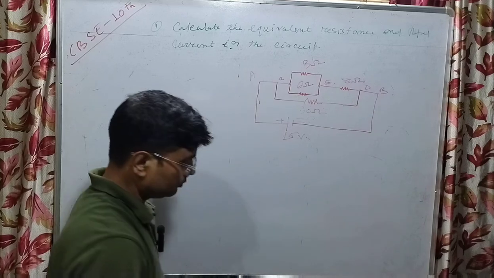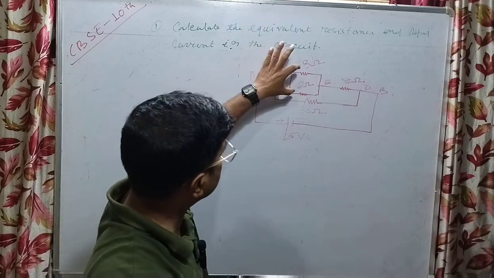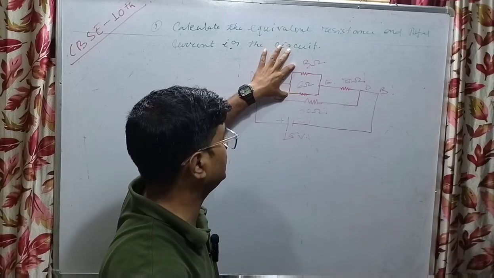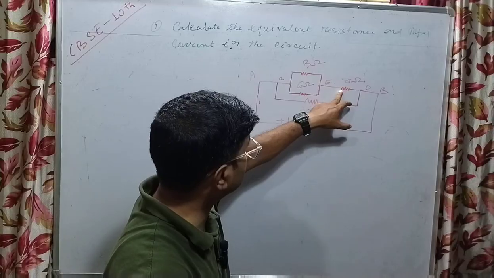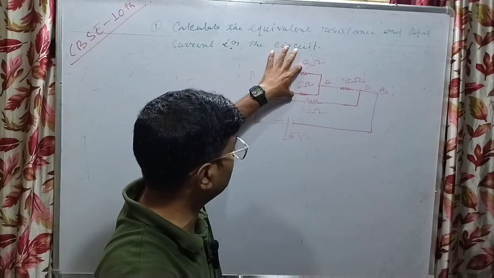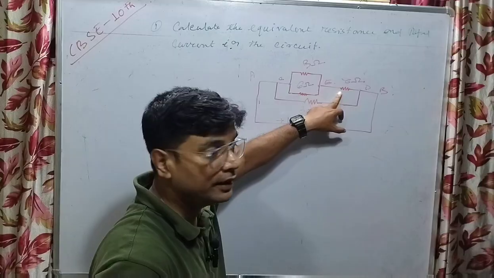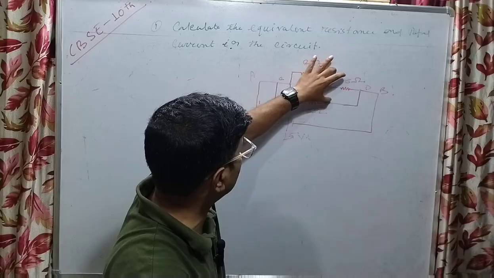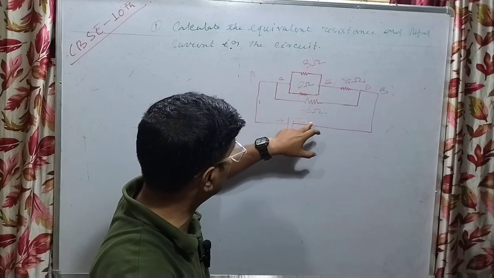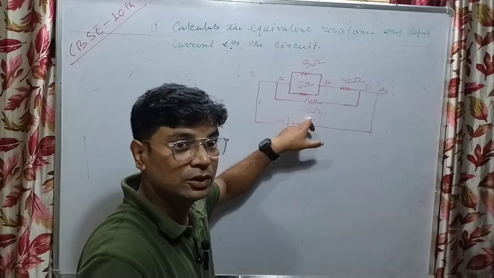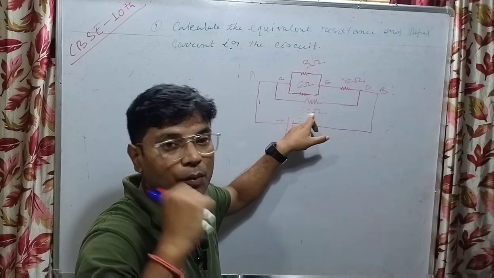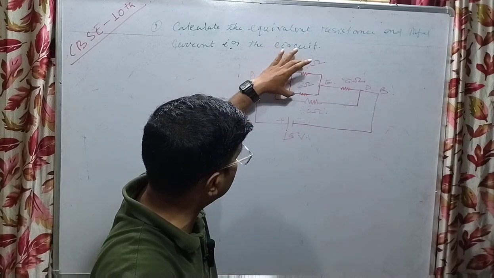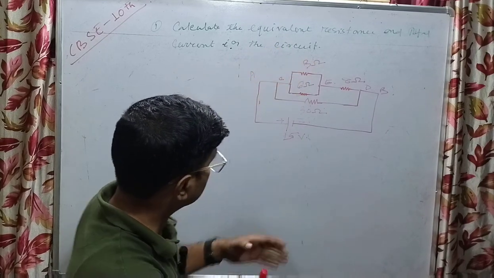See, look and observe closely. These two resistors, 3 ohm and 6 ohm, are connected in parallel combination, and the 8 ohm resistor is connected to this parallel combination in series. Then the total resistance of this combination will be connected to the 30 ohm resistance in parallel combination. Therefore, I will have to find out the equivalent resistance of these two resistors first.